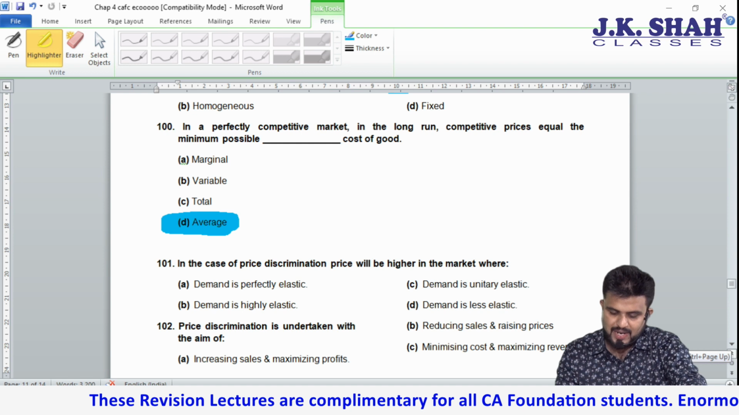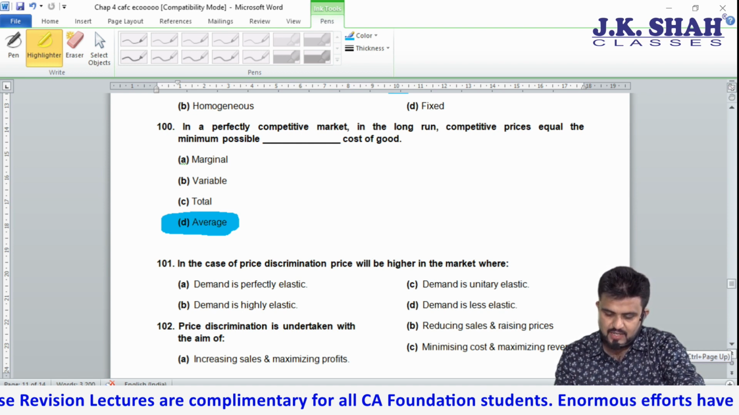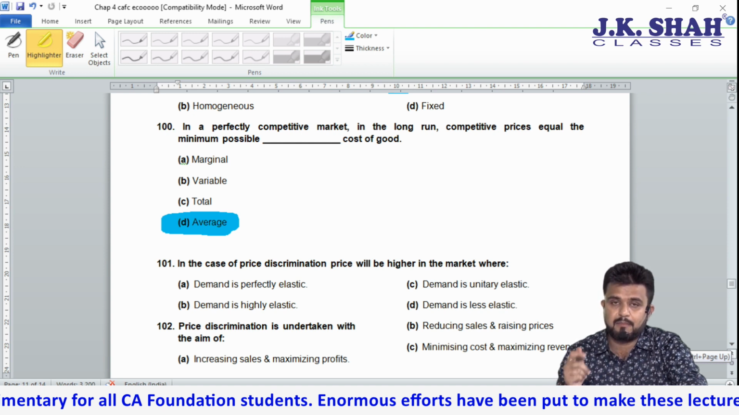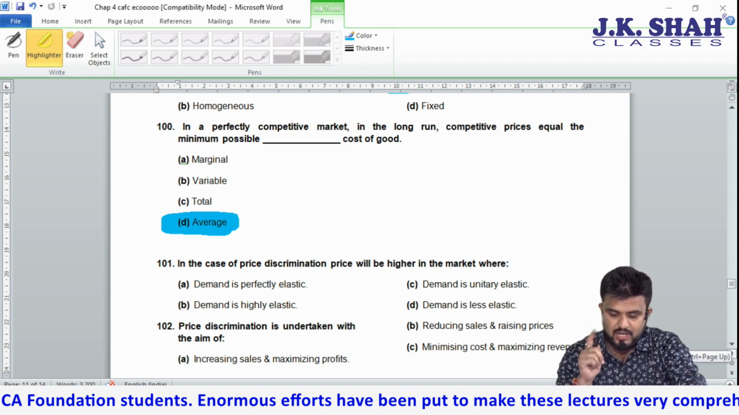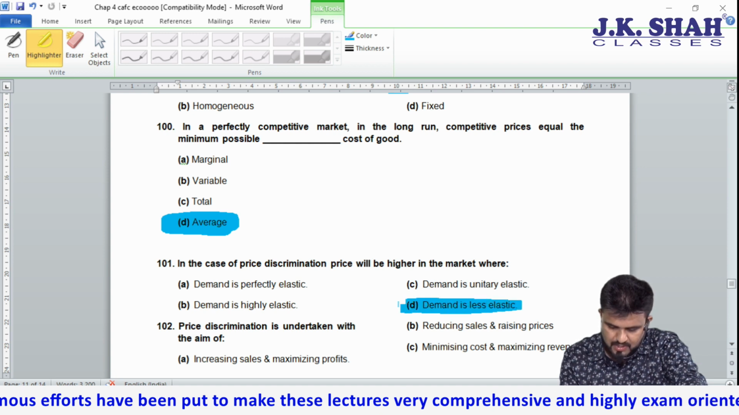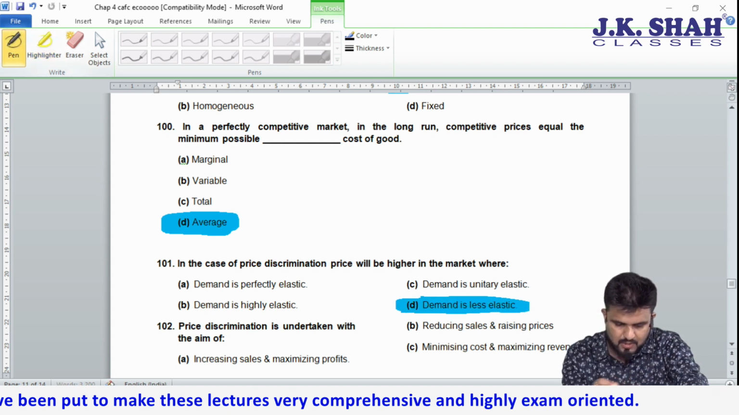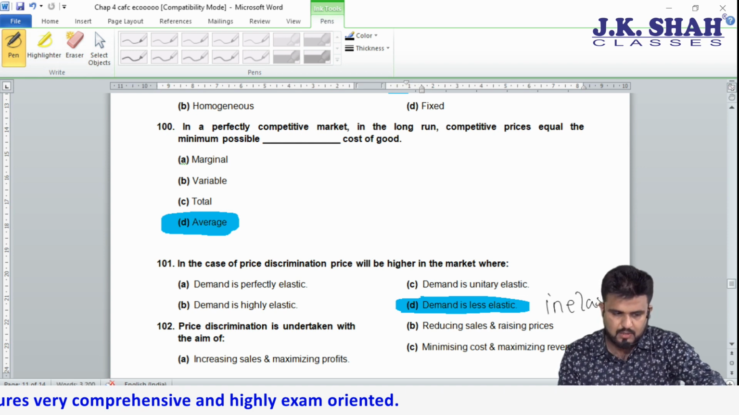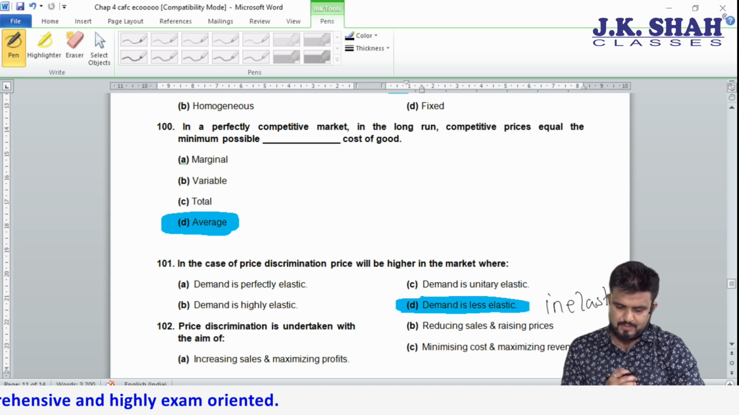101. In case of price discrimination, price will be higher in the market where? Price will be higher in the market where demand is inelastic. So correct answer is demand is less elastic. That is nothing but inelastic. Moving to the next.